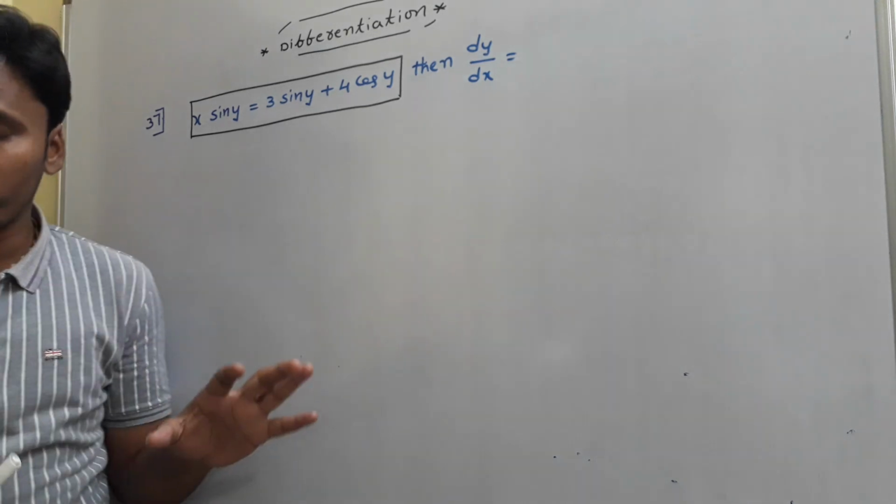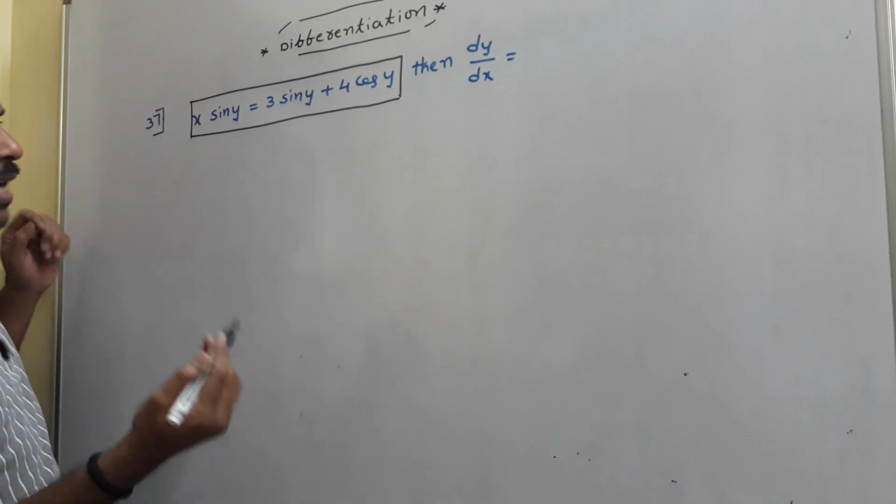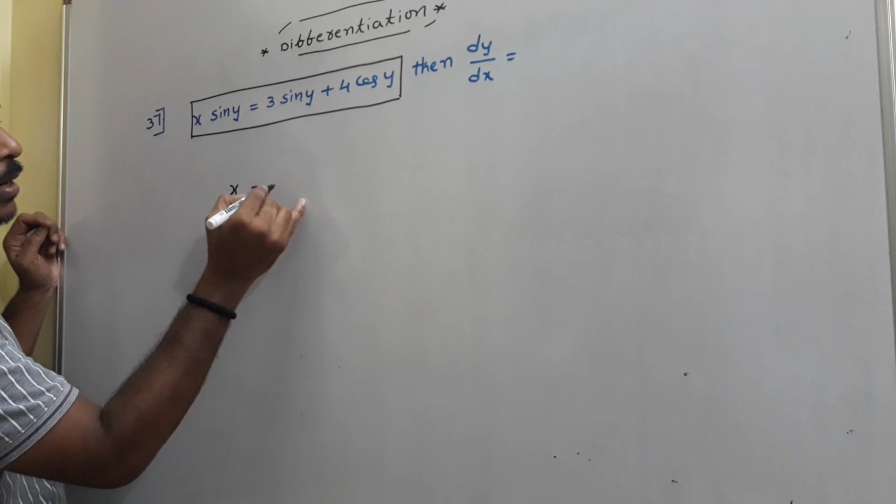To solve every problem in this differentiation. Okay, so now the very simple way, as he said, is just send sin y to this side. So x is equal to 3 sin y by sin y.